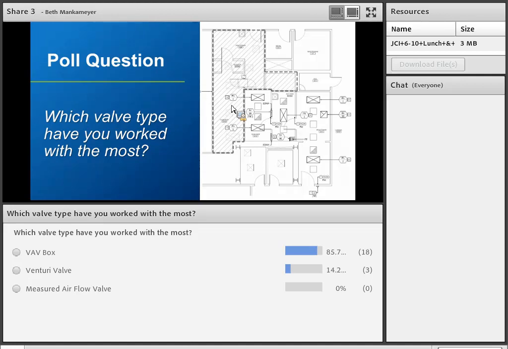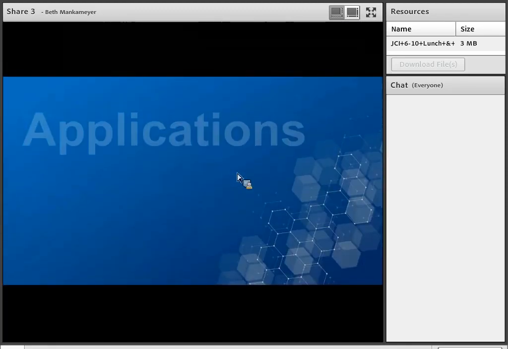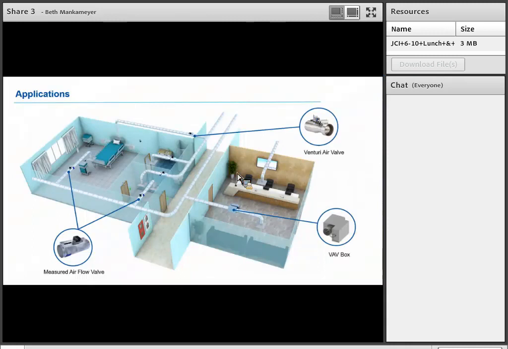Alrighty, great. Well, hopefully you guys are learning some fun things today that you'll maybe find some new applications for the Venturi valves or those measured airflow boxes or valves. So now we're going to get into some applications, because there's really room in this world for every one of these valves that we're talking about.